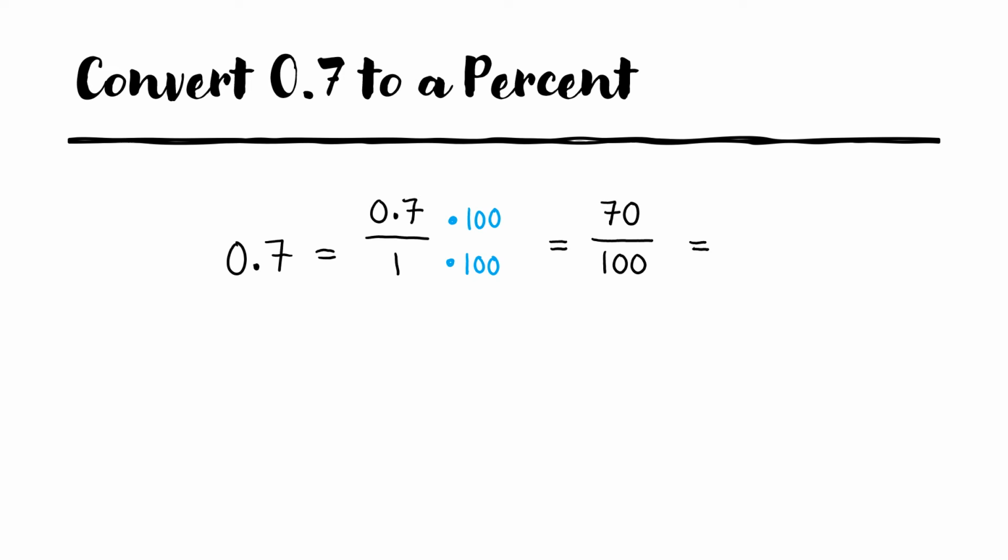Now we'll finish converting this into a percent. So we take our numerator, 70, and then instead of writing this over 100, we'll write our percent sign. So 7 tenths is equivalent to 70%.